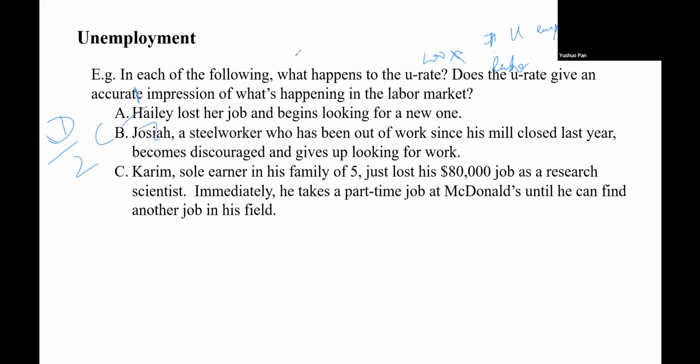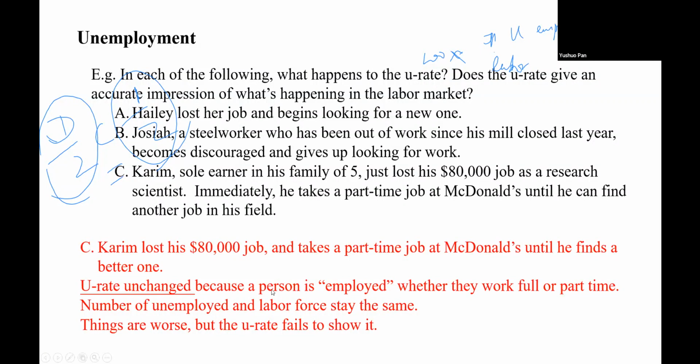And what about the labor force? Since he's still working, the labor force doesn't change either. So that's the original unemployment rate, that's the new unemployment rate. The number of unemployment doesn't change and the labor force doesn't change. So they should be equal to each other, so the result should be the same. U rate unchanged because a person is employed, whether they work full or part-time, the number of unemployed and the labor force stayed the same.